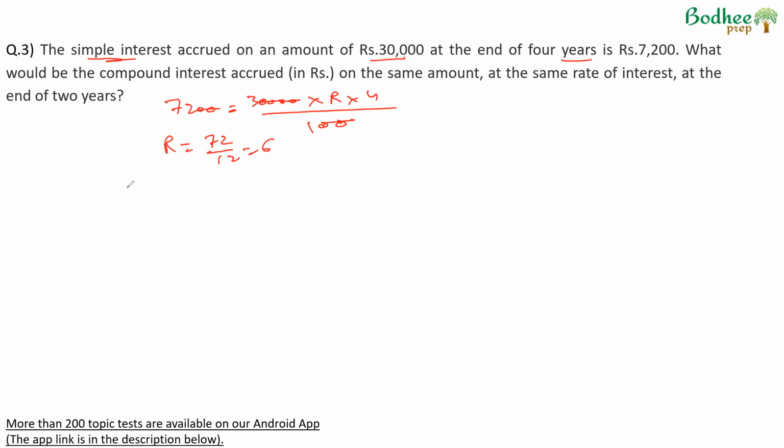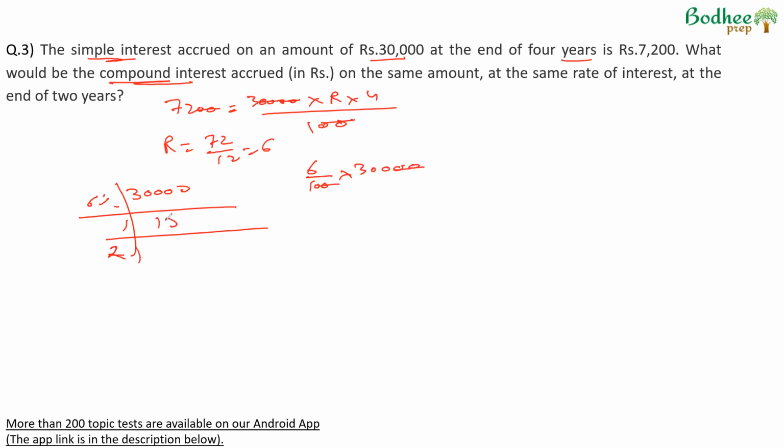We have to find out the compound interest at the same rate, same amount, at the end of 2 years. So on 30,000, if we look at the compound interest for 2 years at rate 6%, first year will be 6% of 30,000, which will be 1800. 10% would have been 3,000, so 6% is 1800. In the second year, it will be 1800 plus 6% of 1800 extra, which is 108. And therefore, if we add this, we'll get 3708 in total. And that becomes the answer.